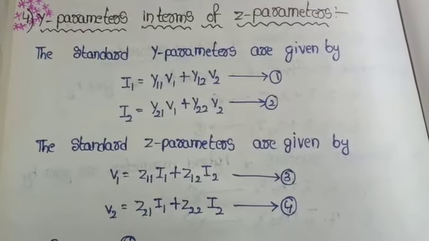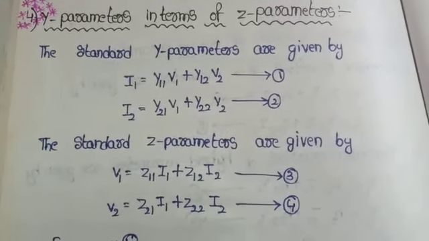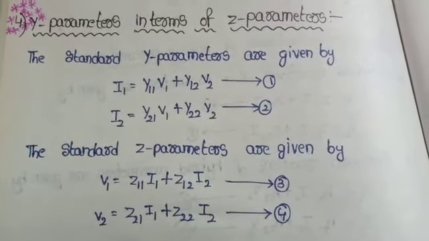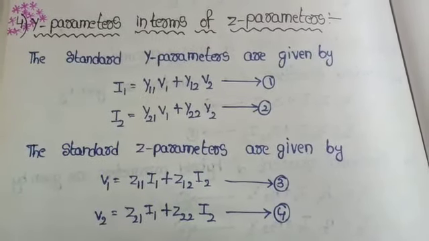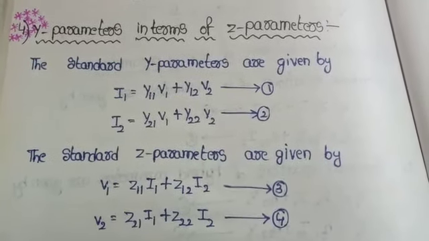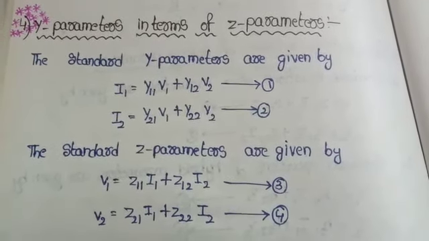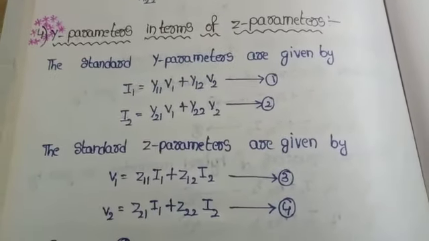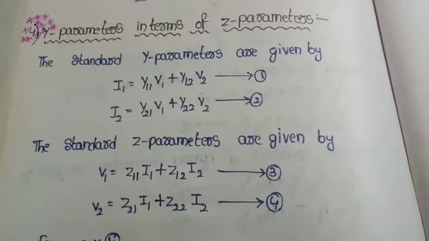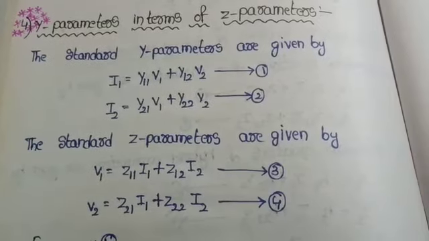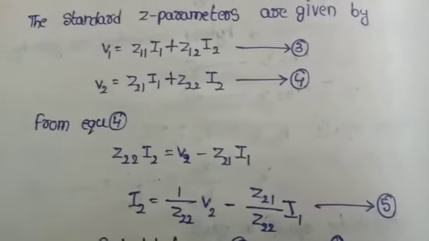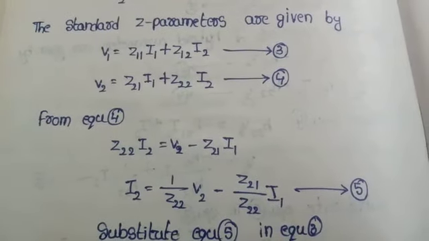Good morning, friends. We go for the relation between y parameters in terms of different parameters. First, y parameter in terms of z parameters. The standard y parameters are given by I1 equal to y11 v1 plus y12 v2, I2 equal to y21 v1 plus y22 v2. In similar manner, standard z parameters are given by v1 equal to z11 I1 plus z12 I2, v2 equal to z21 I1 plus z22 I2.